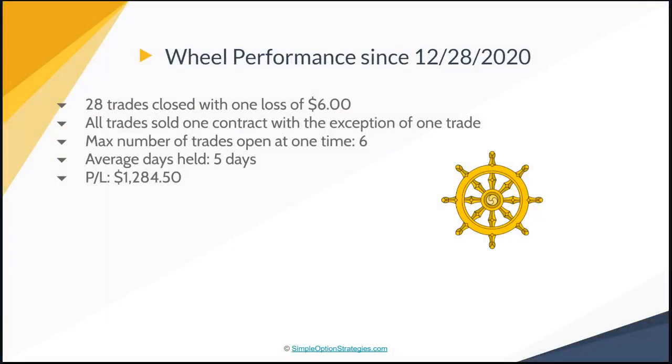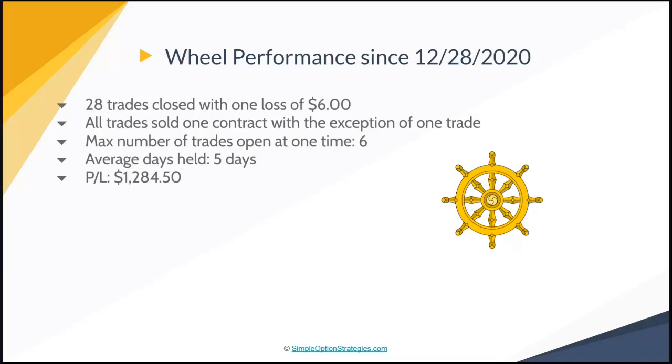Okay, so these are the stats on it. 28 trades closed with one loss of $6, and that was APPS. And the reason that I closed it was because I made a mistake of putting it on, because it was in the week that it had earnings, and that's one of our rules. We do not put trades on that have earnings within the expiration period, right? So all trades sold one contract. So I was only using one contract, with the exception of one trade. I used two contracts, which I just closed out before this session. The max number of trades that I open at one time is 6, and that's because of capital requirements, right? I don't want to have more than 6 stocks that I'd have to buy if we have a downturn, right? So that's one of the rules I have.